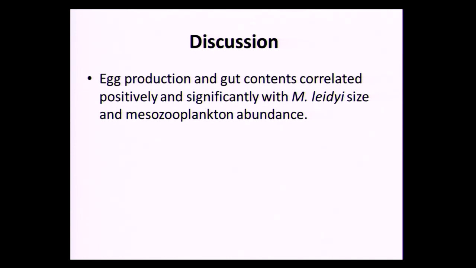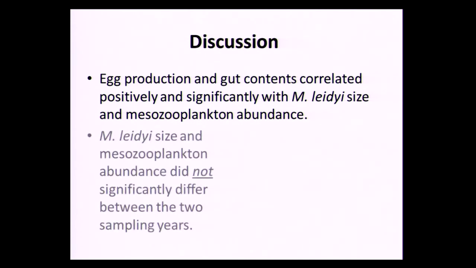If I am a larger ctenophore, I produce more eggs, I eat more. If I am a smaller ctenophore, I produce fewer eggs, I eat less. If there's more zooplankton in the water, I'm going to eat more, I'm going to have more eggs, right? And this is what was demonstrated already in laboratory experiments, and it agreed with my field data. This is wonderful, right? The problem is that when I compared 2008 to 2009, neither ctenophore size nor zooplankton abundance differed between those 2 years. So I can't explain why I had more eggs and more food in the guts in 2008 than in 2009. I said there must have been more zooplankton in 2008. Nope. Ctenophores must have been bigger in 2008 than 2009. Nope.